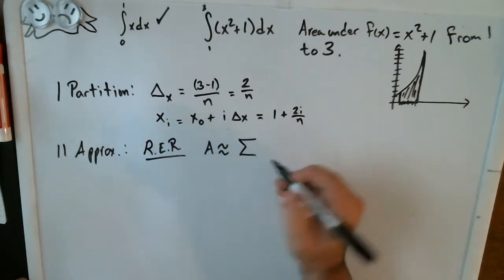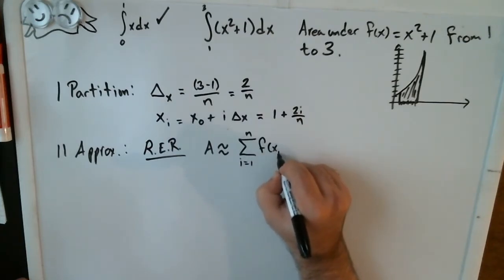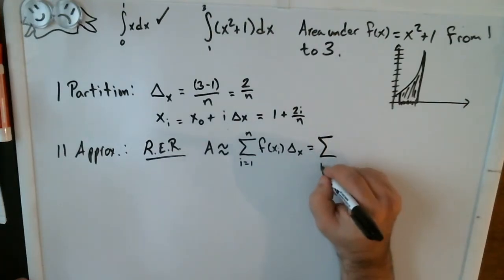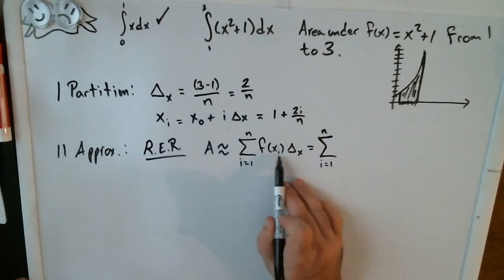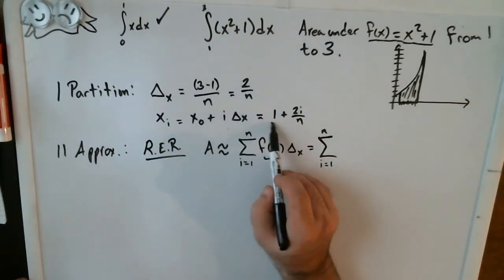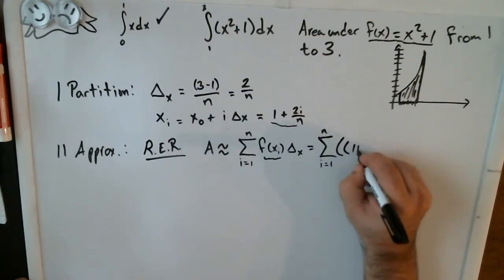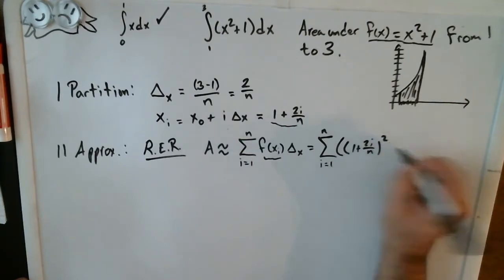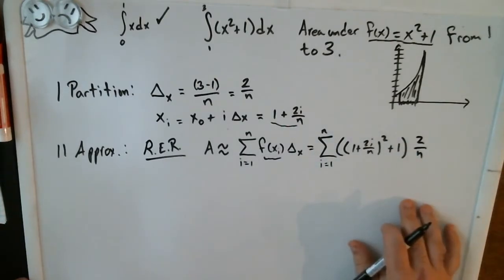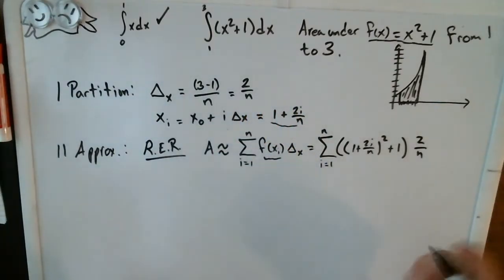So the area is approximately equal to the sum i equals 1 to n of f of x_i delta x, which is the same as the sum i equals 1 to n. Take a look at this. What is f? It's x squared plus 1. Now what is x_i? It's 1 plus 2i over n. So I get (1 plus 2i over n) squared plus 1, times whatever delta x is, 2 over n. This is a go, but we can do algebra and work with it, okay?